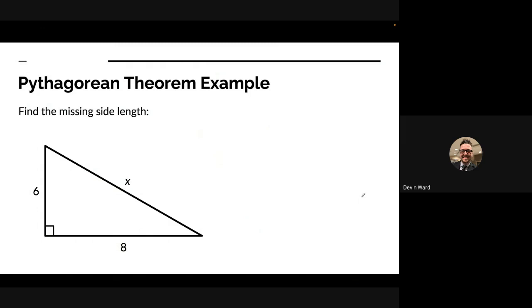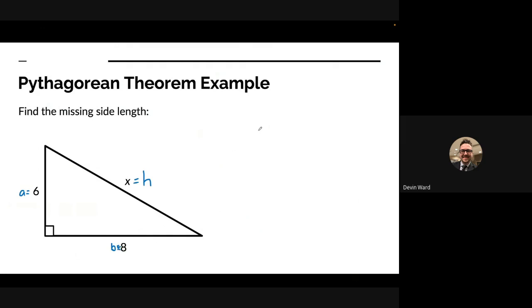So we want to find the missing side length. So we have 6 and 8. The first thing we want to do is label our triangle as H, A, and B. If you look here, our x that we're looking for is actually the longest side, so x is actually equal to our hypotenuse h. And it doesn't matter what we call A and what we call B. I'm going to say A is 6 and B is 8.